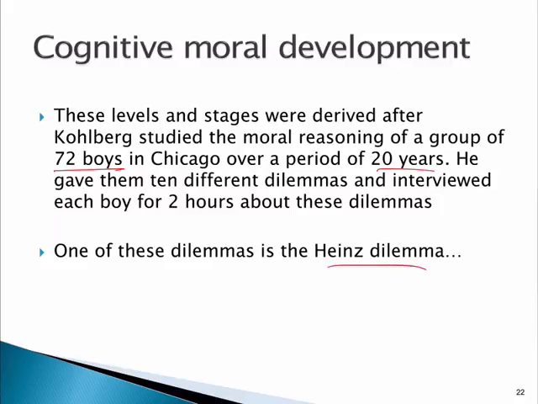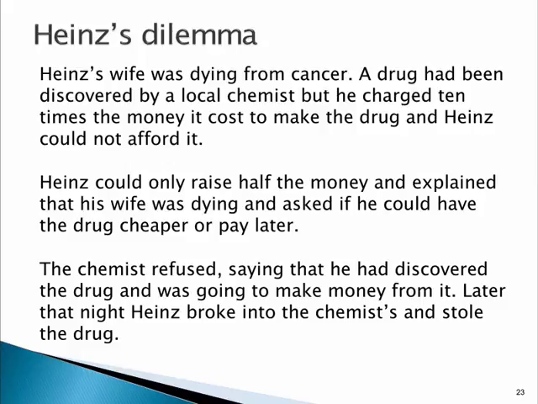So an example is this Heinz dilemma. The Heinz dilemma involves Heinz, a man whose wife is dying from cancer. He can get a drug from a local chemist who's charging 10 times what it costs to make it. So there's a huge profit involved for the chemist. Heinz can't raise all the money, he can only get half the money.